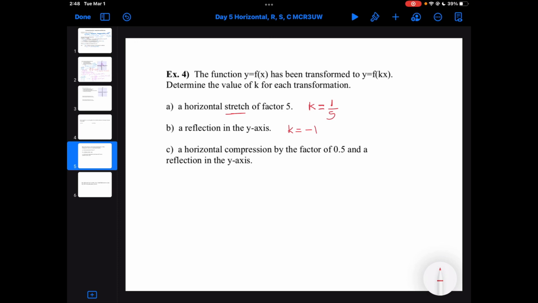And the last one, if I have a horizontal compression by a factor of 0.5, which is the same as 1/2, and a reflection, that means that I'd need a k value of 2 because I'm compressing by 1 over that k value, and I also need my k to be negative. That is a summary of different examples of applying horizontal reflections, stretches, and compressions.